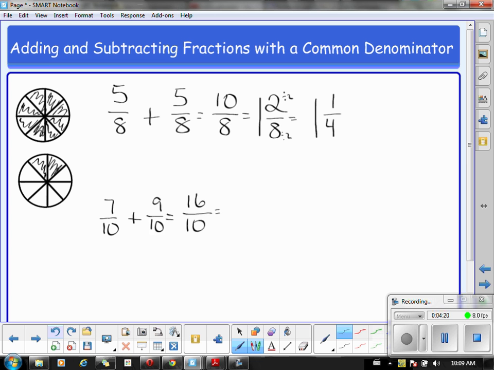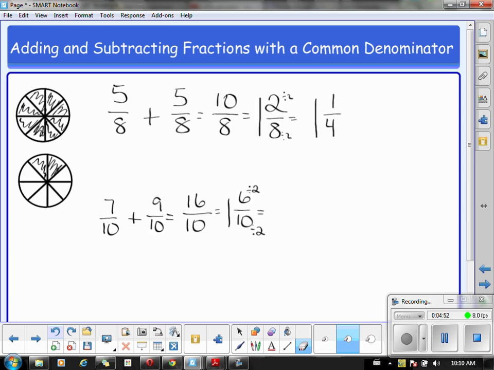Look at your fraction. It's an improper fraction. So we have to think, how many groups of 10 can I make with 16? We can only make one group with 6 left over. And the last step, we need to reduce this fraction by dividing both parts by 2, and we're left with 1 3/5. So 7/10 plus 9/10 equals 1 3/5.